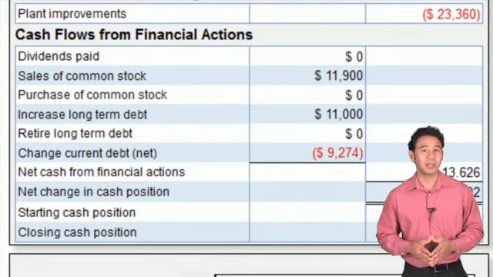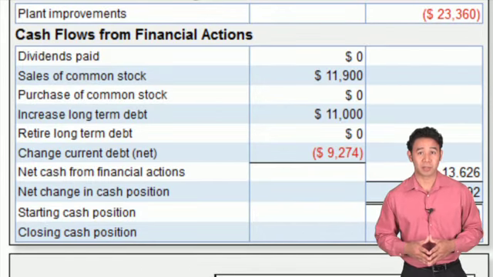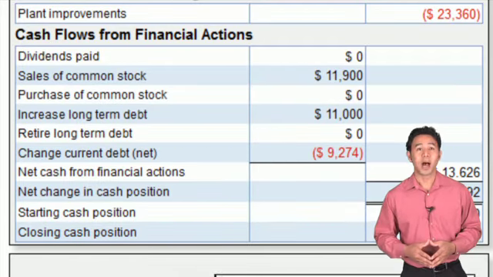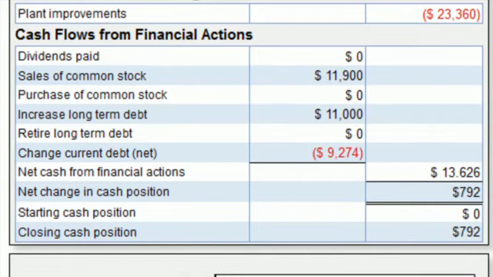Outside stakeholders are keenly interested in financial activities. Stockholders are interested in dividends, stock issues, and stock repurchases. Bondholders want to know about bonds issued or retired. Our banker is interested in whether our current debt has gone up or down. Finally, when we add up cash flows from operations, investing, and financial actions, we have a net change in cash position. In this particular example, we started the year with no cash. It increased $792,000 and therefore ended the year with $792,000.